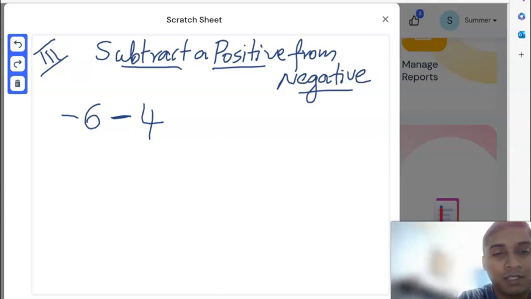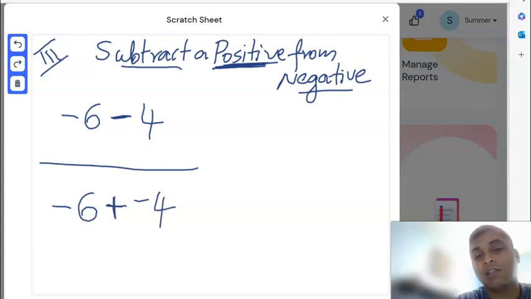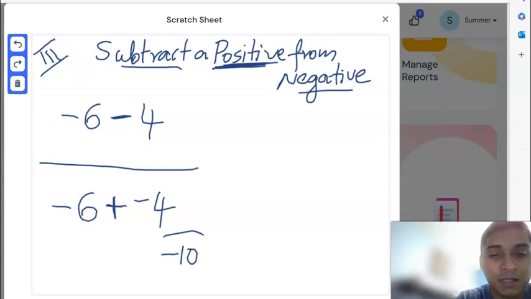Every subtraction is adding the opposite, so we can rewrite this as an addition problem. -6 add, so the subtraction sign becomes addition, and you add the opposite. This 4 was a positive number, now you make it -4. -6 plus -4 happens to be a same sign addition problem. So for this one the answer is -10.